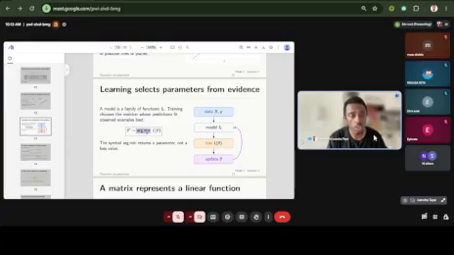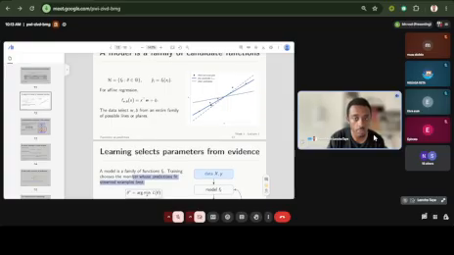So what do we do? A model is a family of functions. Training chooses the member whose predictions fit the observed examples best. So if we have these black points, we try to find the line that best fits these black points.